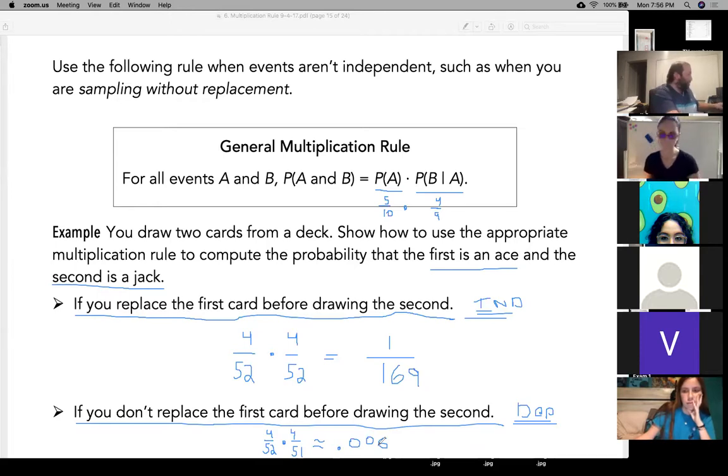0.6%. Very small. Does that make sense though so far? Mm-hmm. Okay, so let's see what else we got. And we're done with the lesson. Now we have the homework. So we don't have to go any further today.